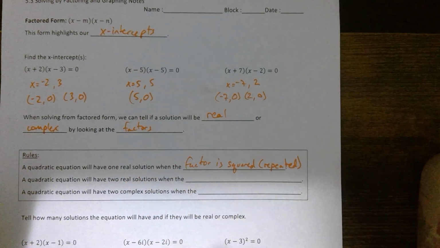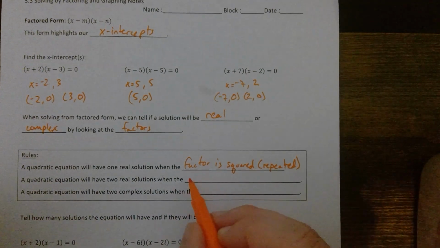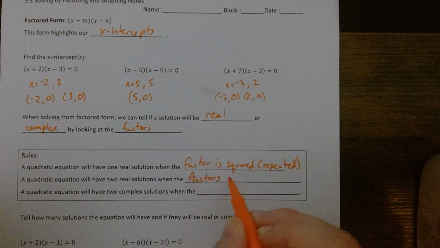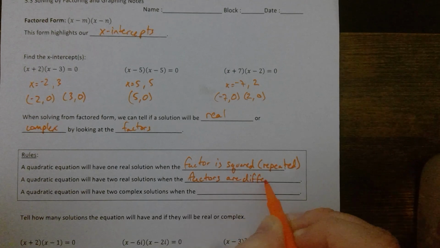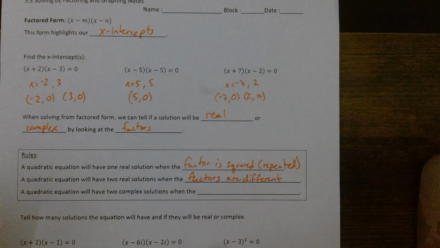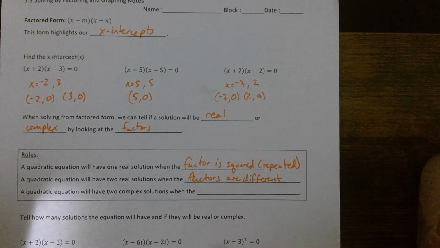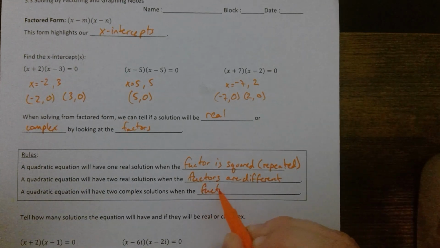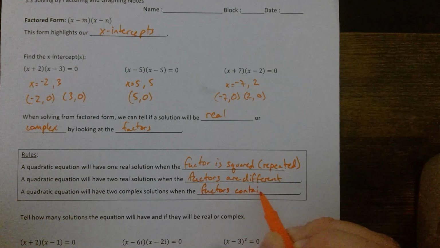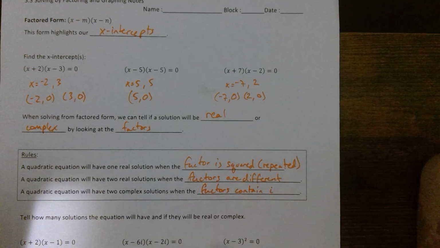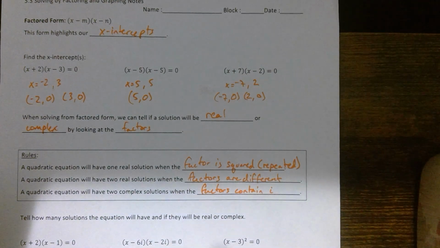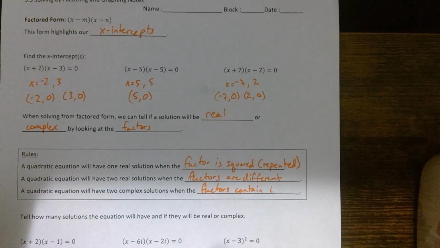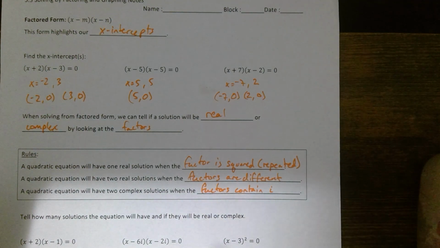A quadratic equation will have two real solutions when the factors are different. And then a quadratic equation will have two complex solutions when the factors contain i. Okay, now we won't often see factors containing i, particularly if we're going to factor an equation. We won't see i in it because we can't factor it. However, for the sake of what we're doing here and looking at number of solutions, we are going to see some factors with i in them.